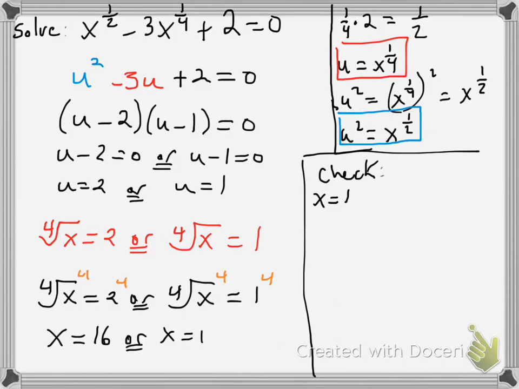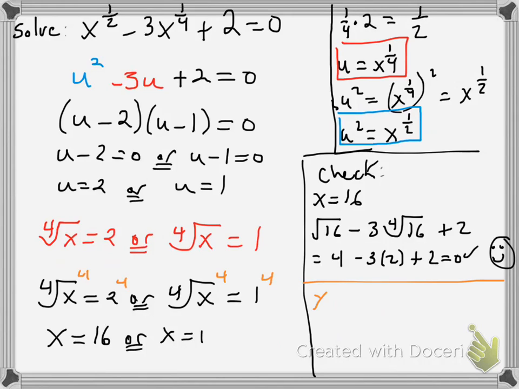And then we'll go ahead and check. Okay. So we'll plug in 16. Square root of 16 is going to be 4, minus 3 times the 4th root of 16, which is asking us what number to the 4th power is 16. 2 to the 4th power is 16, so the 4th root of 16 is 2. Plus 2, working all that out, we get 0, so that's good.